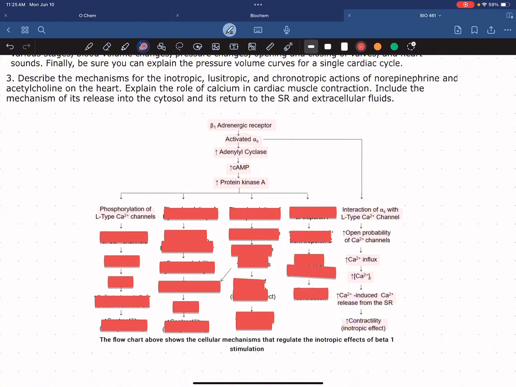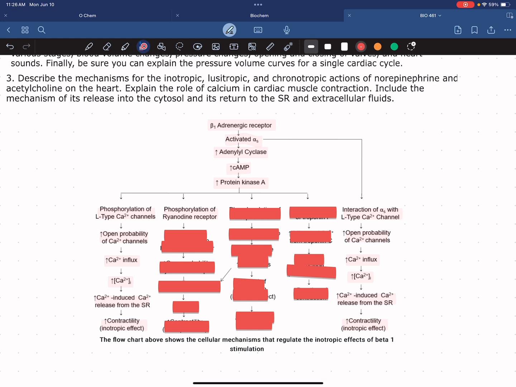All the way over at the left, we have the phosphorylation of the L-type calcium channels. That will cause the open probability of calcium channels to increase, similar to what we saw over here on the right: increased calcium influx, increased calcium concentration, and more calcium released from the SR, causing increased contractility. So that's a similar interaction to what we saw from the activated subunit. Instead, protein kinase A causes phosphorylation of these L-type channels, but it ultimately causes the same effect of inotropy.